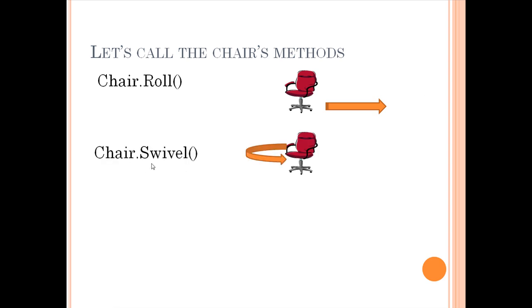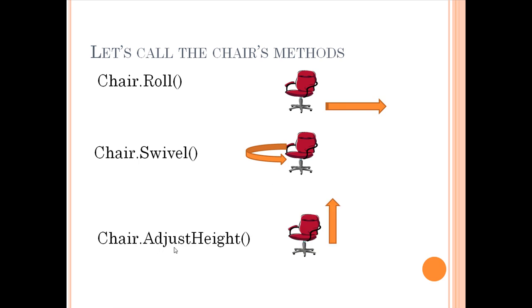Okay, chair.swivel. I'm calling the swivel method. I'm executing the swivel method, and if this were a program and there were a chair in the program, then that chair would start to swivel when that line was executed. Okay, and then we have the adjustHeight method. Again, same thing. I'm calling the adjustHeight method, not forgetting my parentheses, and then the chair would adjust in height.